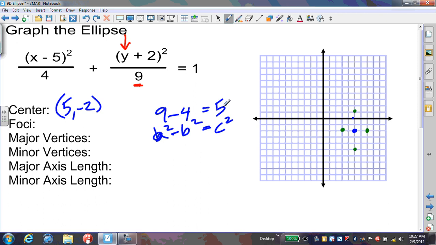So again, to get c, you have to take the square root. The square root of 5 is a number between 2 and 3. So I'm going to go up a little more than 2, down a little more than 2, and get my points there. Now again, if I'm going to draw my actual curve in, those are just my guide points. I still have to draw the curve in, which is going to look like this. And there is my ellipse.